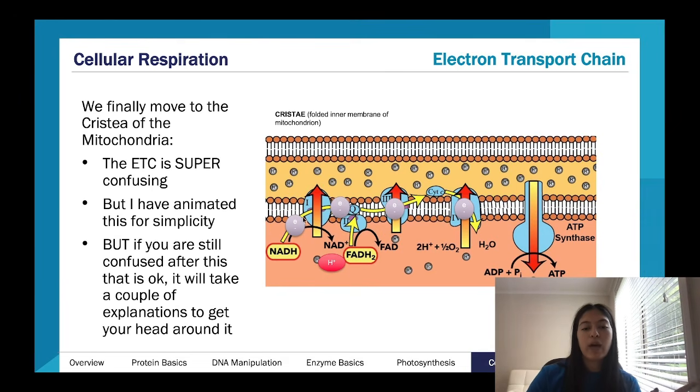So we have our electrons that are being carried along, our protons, so our hydrogen ions, they're being shoved into this space, and they're basically pushing this ATP synthase down. So you can see that here.